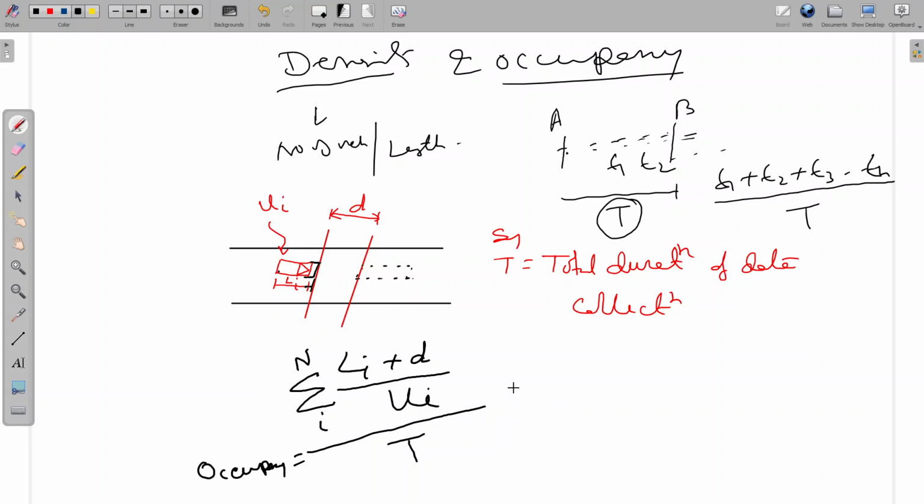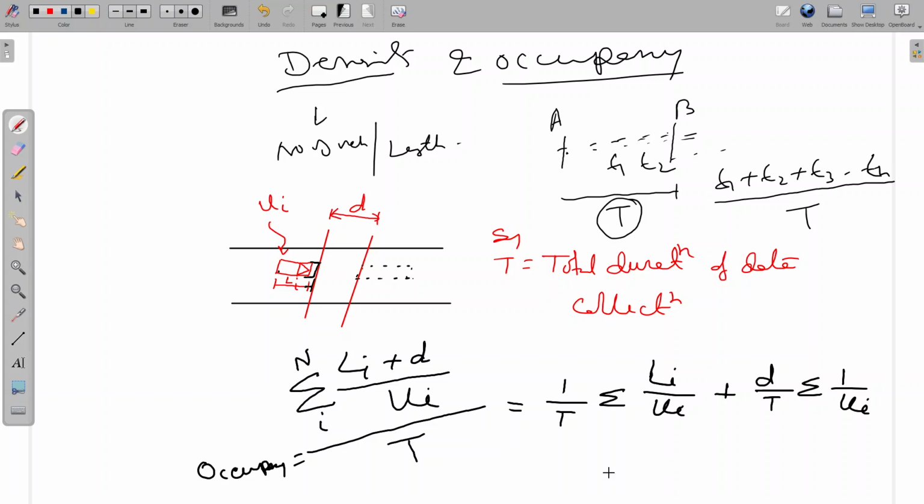Now let us extend this. How can we write it? See here, this T is constant, the total time. So 1 upon T, then I can make it two parts: summation of Li over Ui, plus, see again, this D is a constant. Detector length you are not going to change. So D over T, then summation of 1 upon Ui. Can you write it like that?